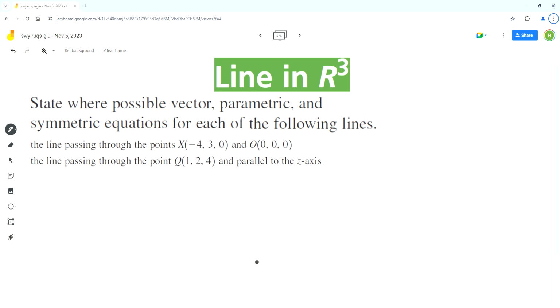So in this video, we'll solve this problem using the concepts of line in R3. As per the problem, state where possible vector, parametric and symmetric equations for each of the following lines. So let's start with the first line, the line passing through points X and O.